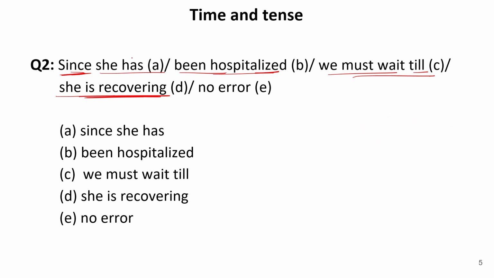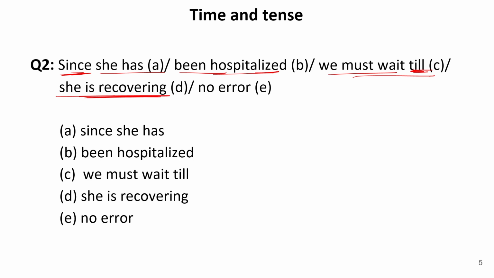It means in the form of because. So, since she has been hospitalized, we must wait till. Now, in this sentence, we have till. So, after that, we should have a sentence in present indefinite tense, because we have to wait till she will be recovered, not she is recovering, because recovering is a temporary action.